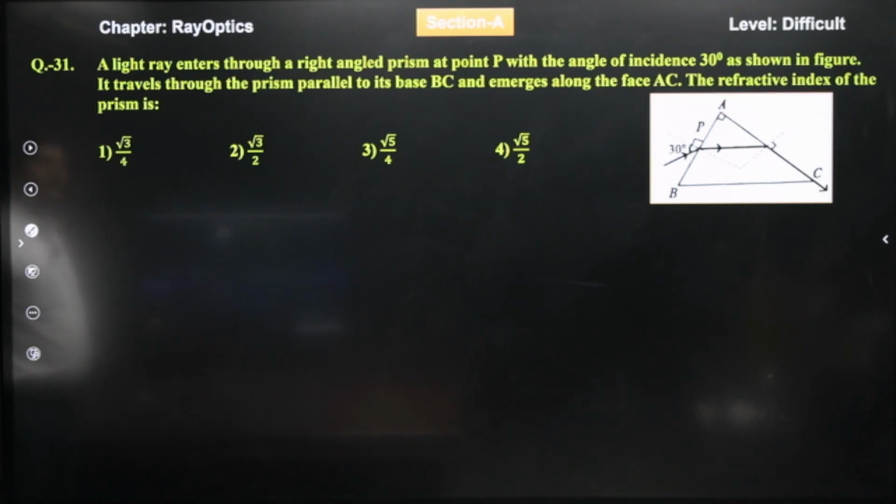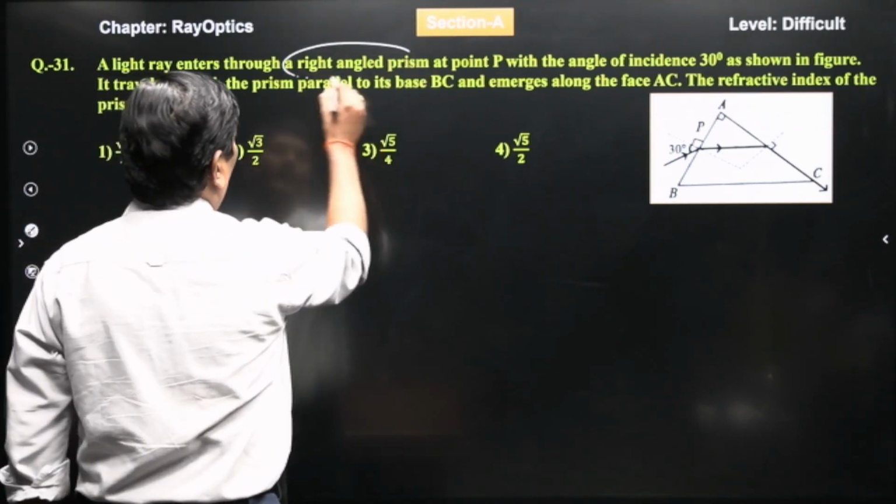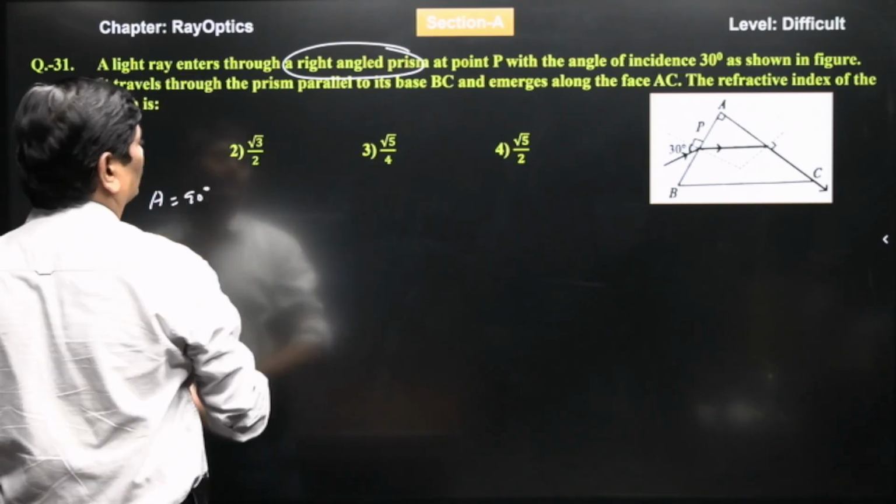Now, the first question from ray optics. A light ray enters through a right angled prism. That is important here, right angled. Right angle means angle of the prism you have to consider 90 degrees.